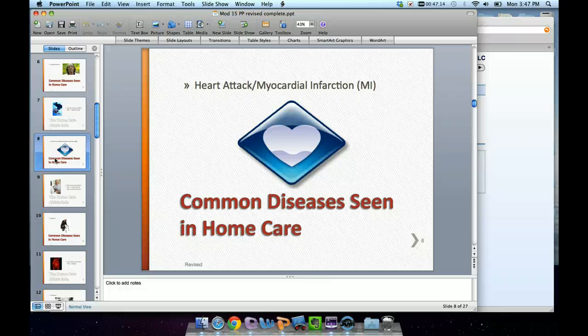Recovery of the heart depends on the location of the infarction, which means tissue death, the person's age, their gender, atherosclerosis, and the patient's health history.